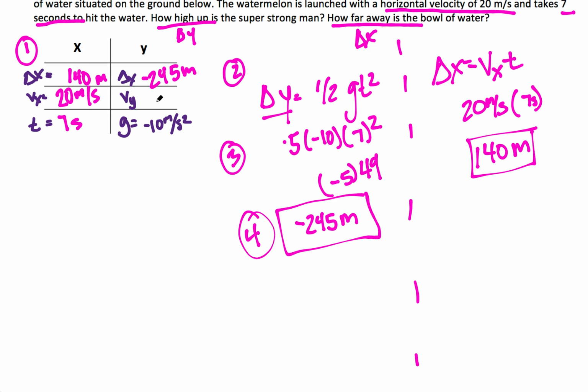There you go. It's not asking for velocity in the y, so we don't have to really worry about it, but that's pretty simple, right? If it's falling for 7 seconds, then velocity in the y is going to be 70 meters per second. Negative. All right, you guys, I hope that's helpful.